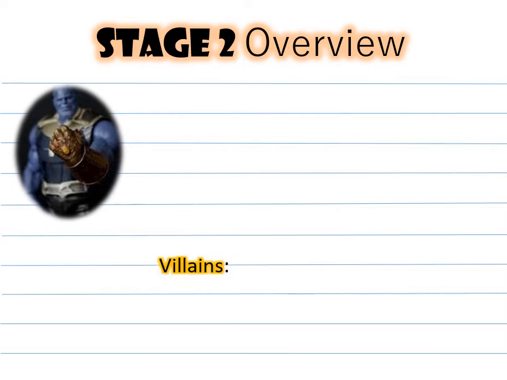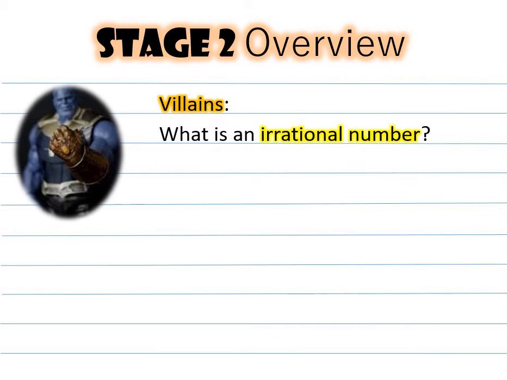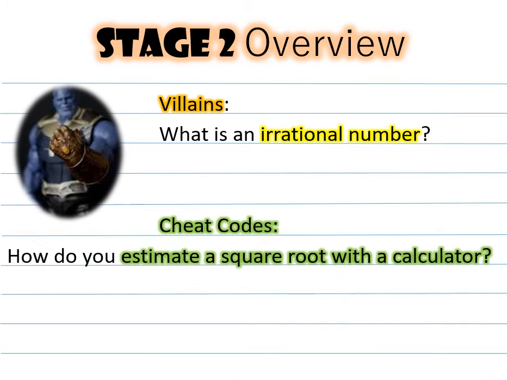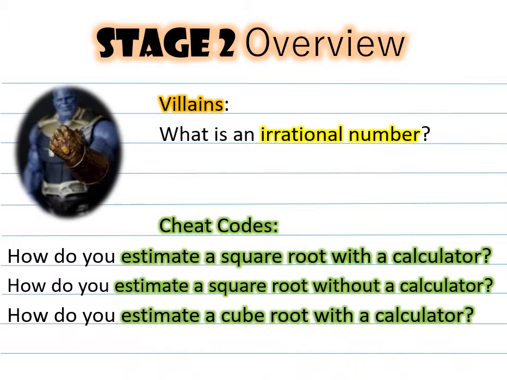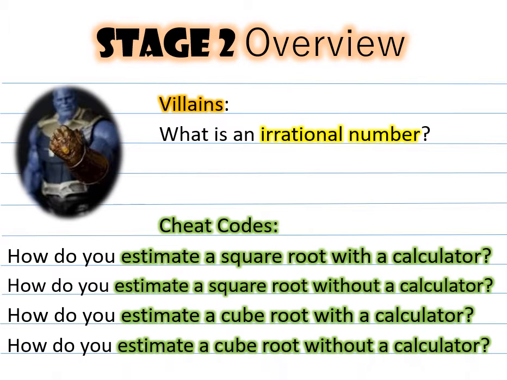Taking a look at the stage 2 overview for the villains, you need to know what is an irrational number. And for the cheat codes, how do you estimate a square root with a calculator? How do you estimate a square root without a calculator? How do you estimate a cube root with a calculator? And how do you estimate a cube root without a calculator? We're going to take a look at all of this in today's video.